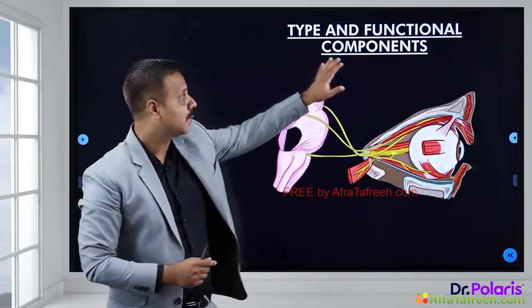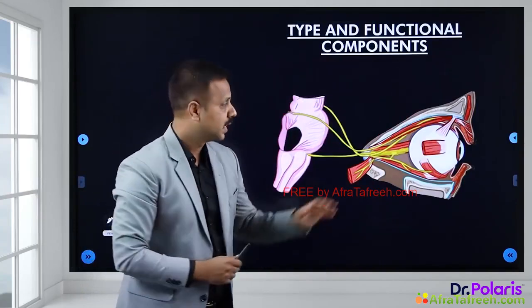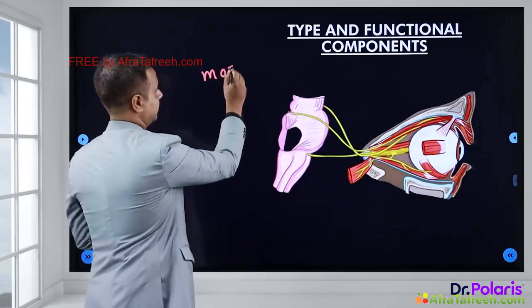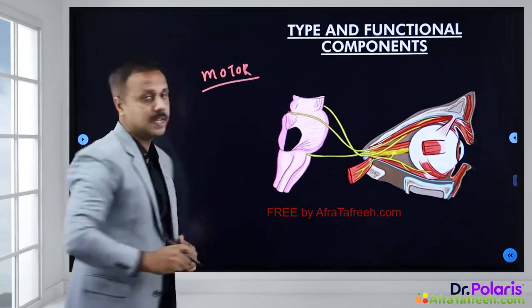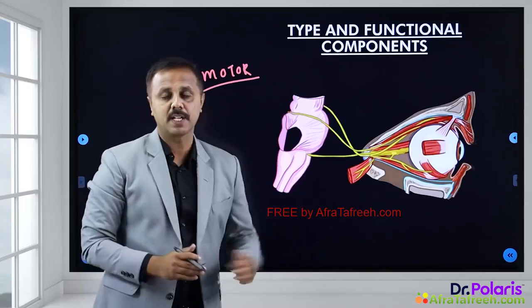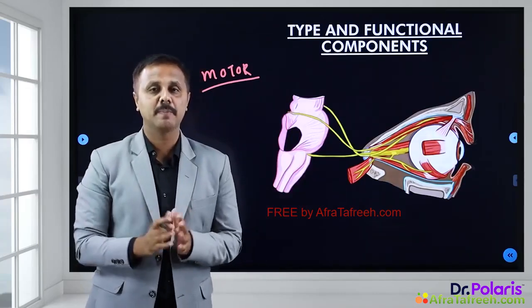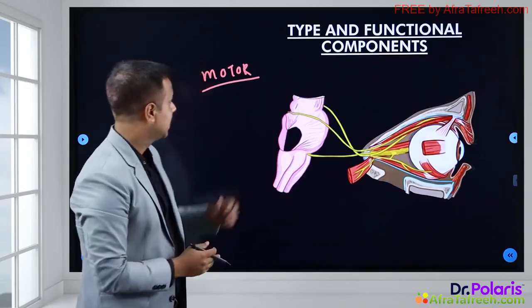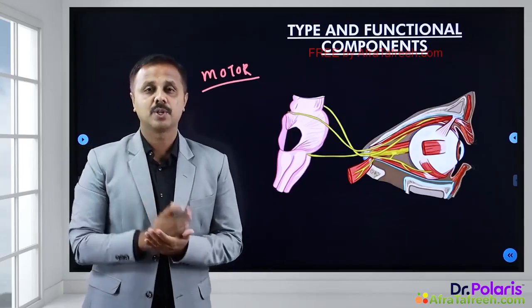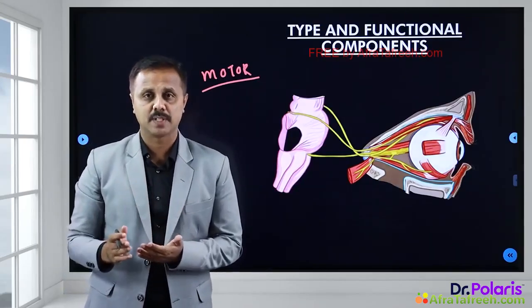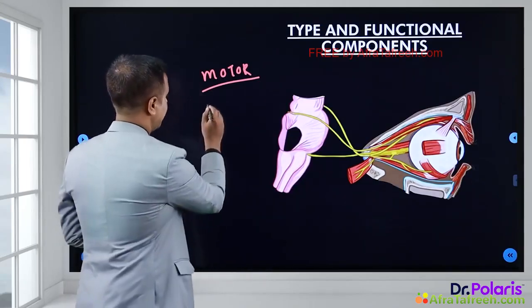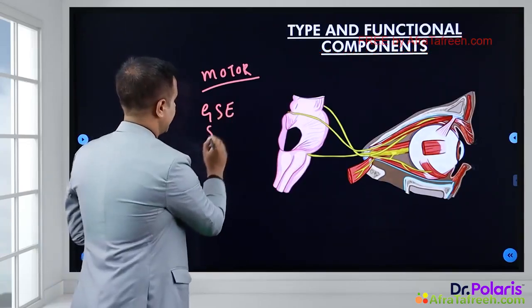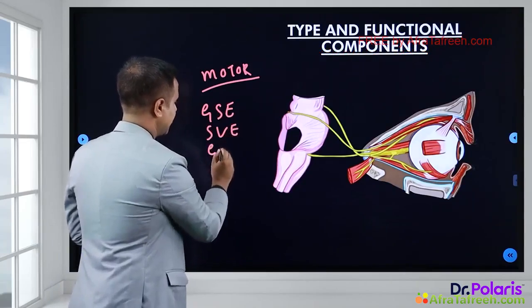Once we have learned this, let's focus on what type it is, and what functional components are present in it. The trochlear nerve is also an example of a purely motor nerve. Whenever you have confusion regarding the type of cranial nerve, always remember the mnemonic to remember the classification of the cranial nerves as sensory, motor or mixed. This is a purely motor nerve, so there is no question of 4 sensory columns. Again, there are 3 efferent columns that we need to write: general somatic efferent, then special visceral efferent, and general visceral efferent.